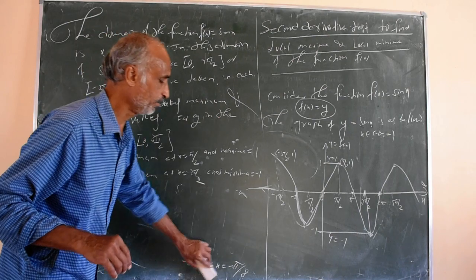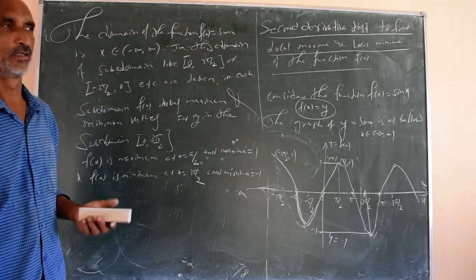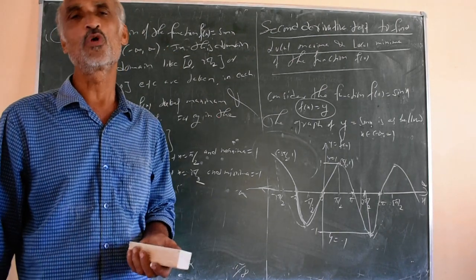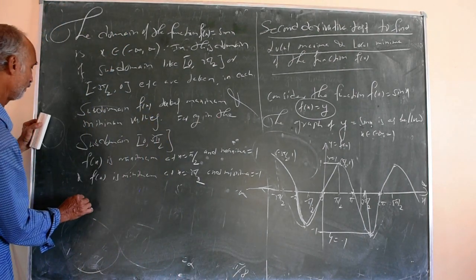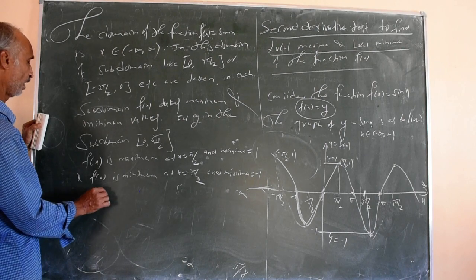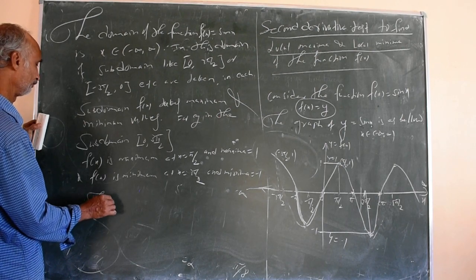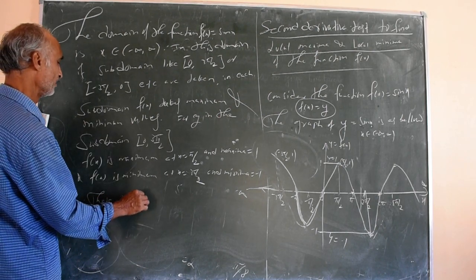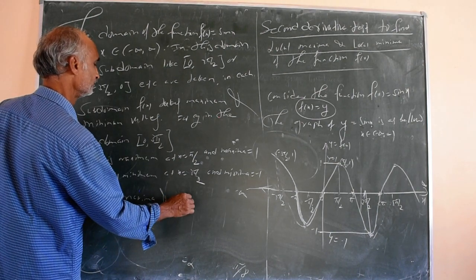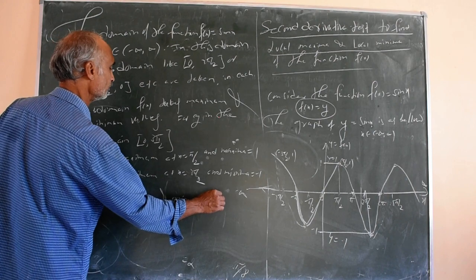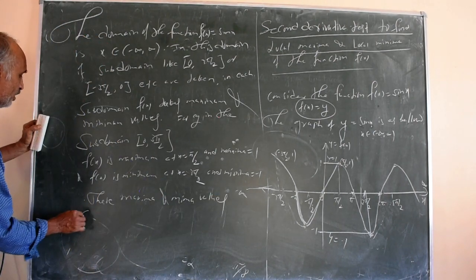These maxima and minima in each subdomain of a function are called local maxima and local minima. These maxima and minima values of a function.